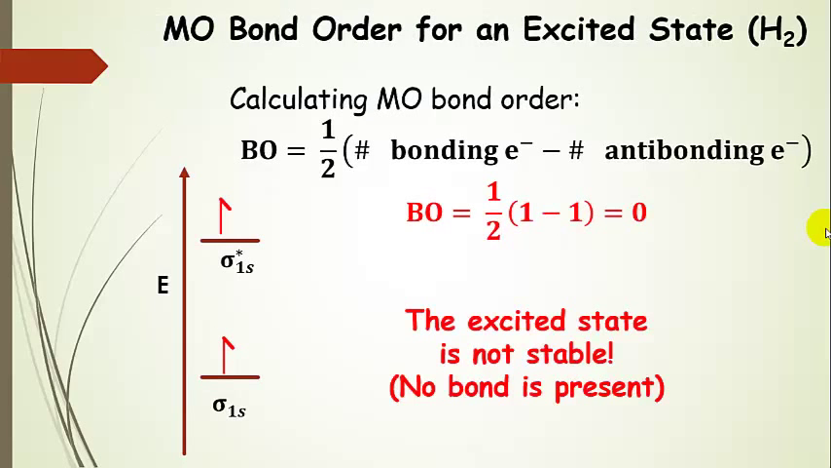Okay, now what about our excited state? If we take our 1 electron bonding, subtract off our 1 electron in the sigma star, divide that by 2, of course this is 0, so 0 divided by 2 is still 0, and we have a bond order of 0. So what does that mean? Basically it just means that there isn't a bond present. So this excited state isn't stable.